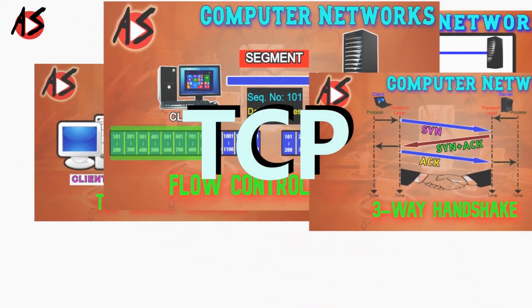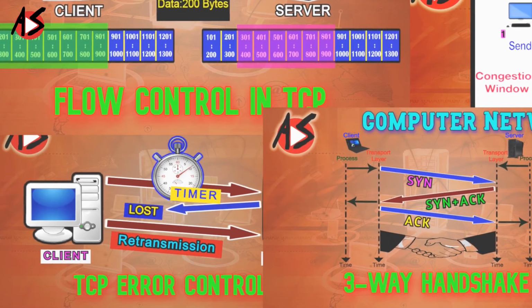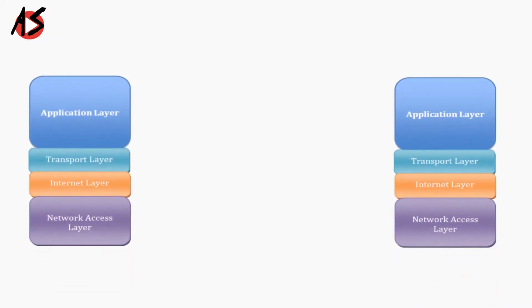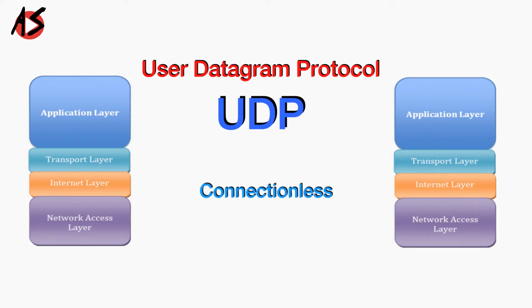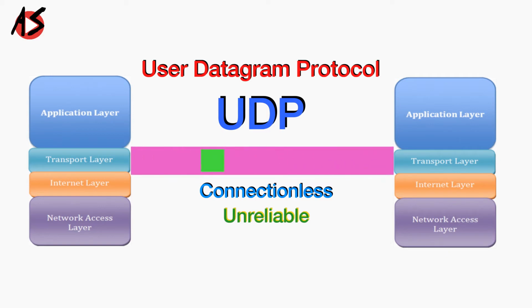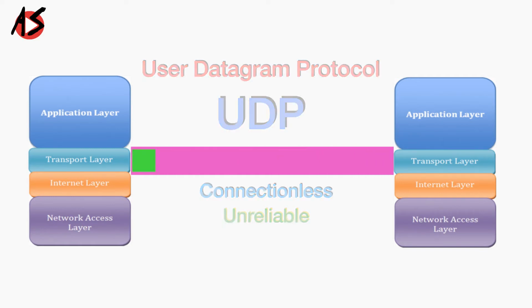We have seen lots and lots about TCP in our previous videos. Today, we will learn about one more transport layer protocol called User Datagram Protocol, UDP. UDP is a connectionless, unreliable transport protocol which provides service like process to process communication. So in this video, we will see the UDP header and its applications. So let's start.